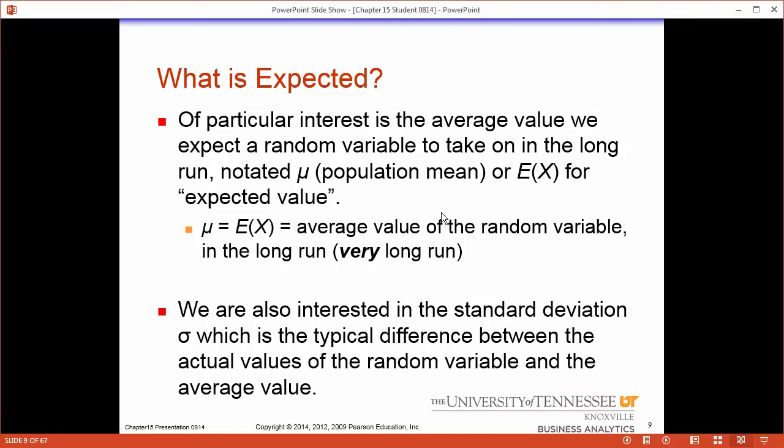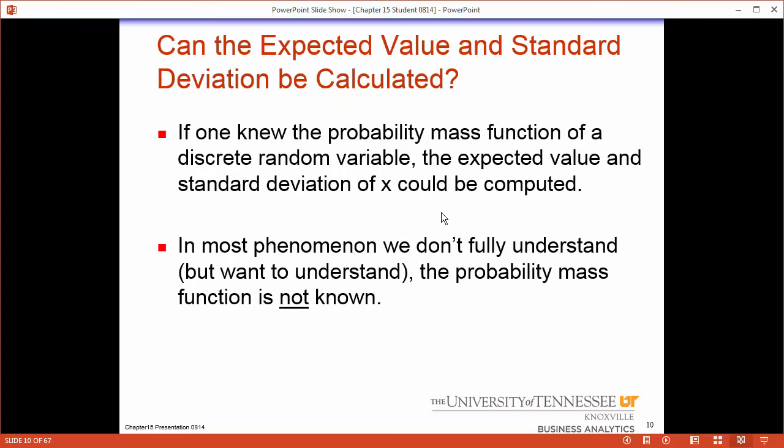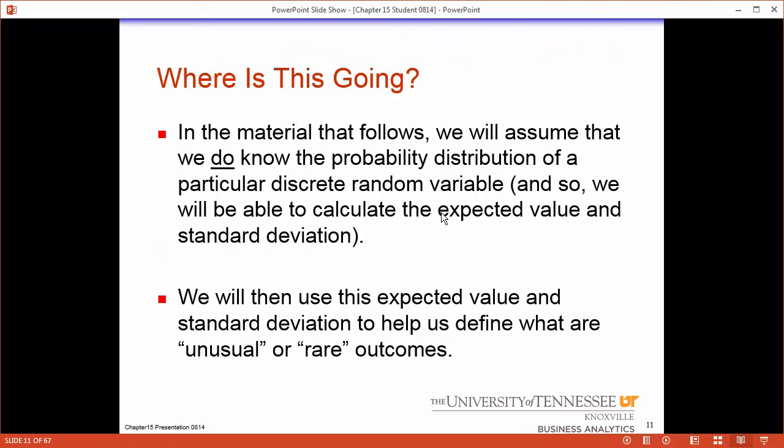So we're also interested in the standard deviation right here. Remember, we have the mean and the standard deviation from normally distributed data. And we're going to see that a lot throughout this lecture. So what we're going to do here is look at some examples where we know the probability mass function. And with this in mind, we're actually going to be able to describe it. As it says in the material that follows, we will assume that we do know the probability distribution of a particular discrete random variable. And so we will be able to calculate the expected value and the standard deviation.